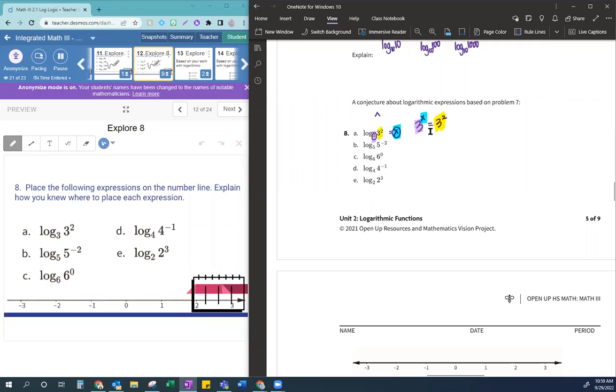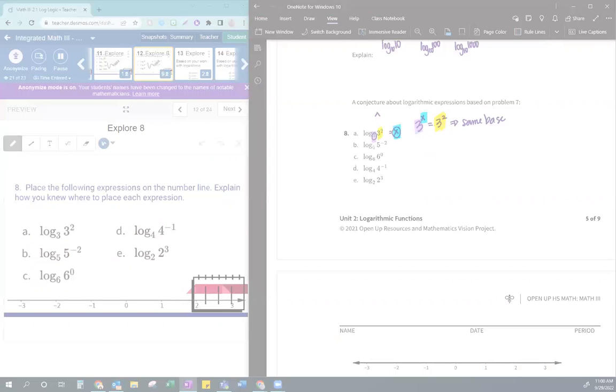So does anybody see anything here? What do you notice? Three to the x. Yeah, same base. This says same base. These have the same base. Very good. Because they have the same base, right? So then what would our x be? Yes, very good.